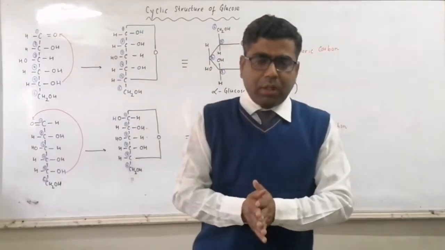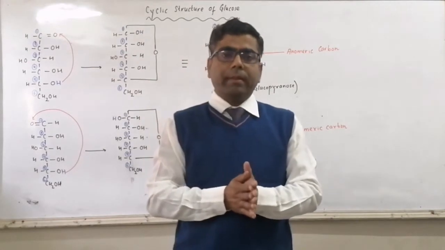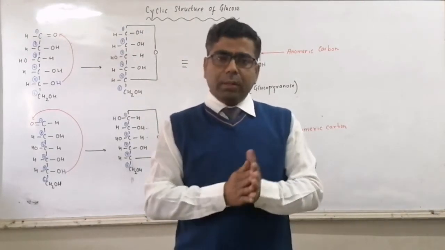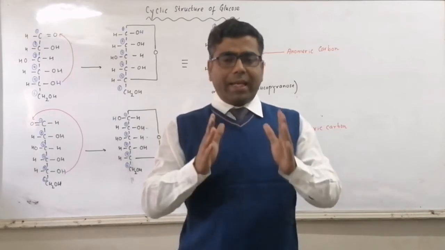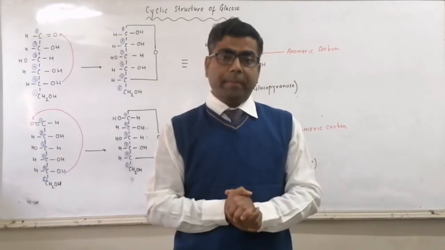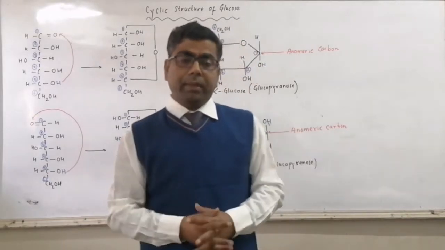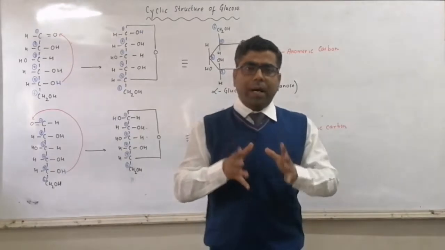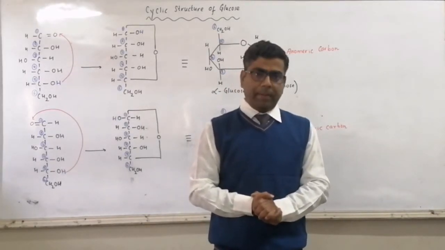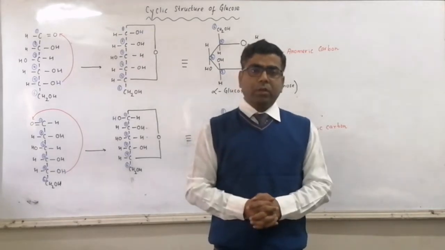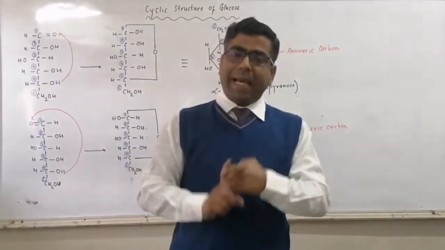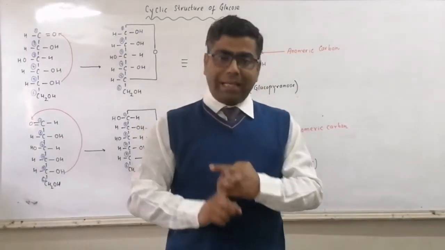In our previous lecture, we talked about the open chain structure, or acyclic structure, or linear structure of glucose. Now today, we will talk about the cyclic structure of glucose. It means two structures are proposed for glucose. One is your acyclic and the second one is your cyclic structure.